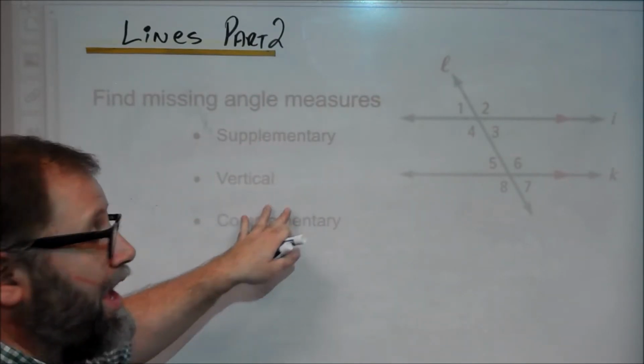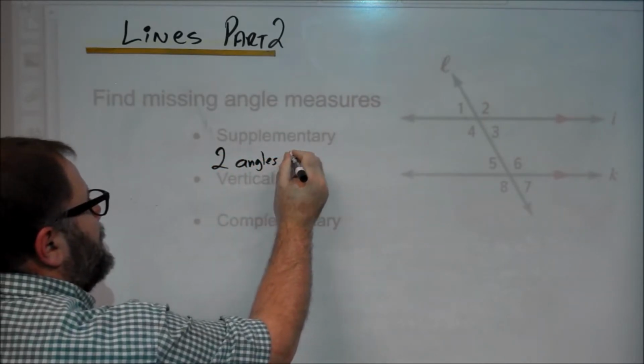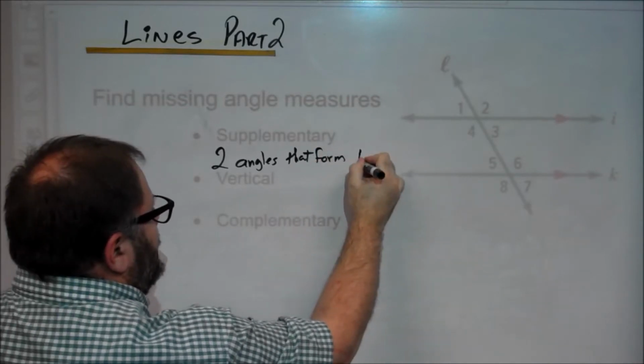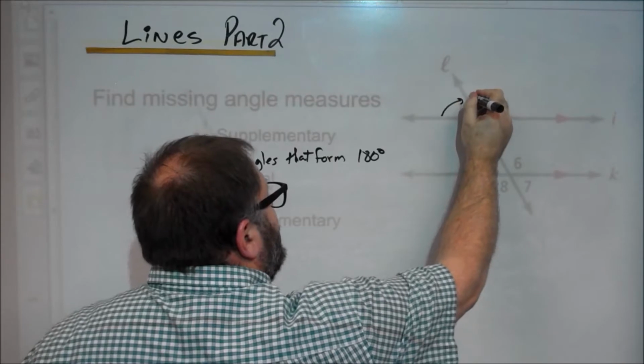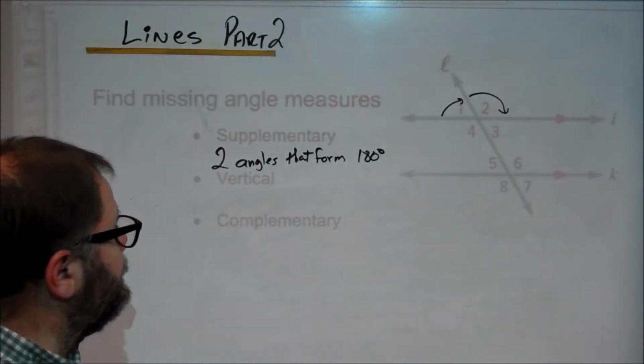Supplementary angles are two angles that form, I'm sure you've already beat me to it, 180 degrees. So like angle 1 and angle 2 together, 180 degrees.